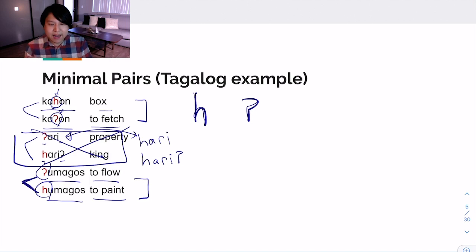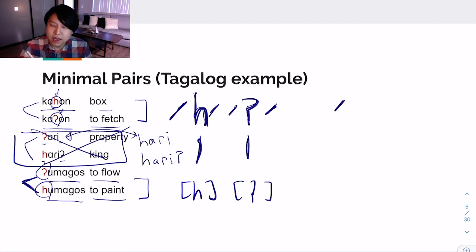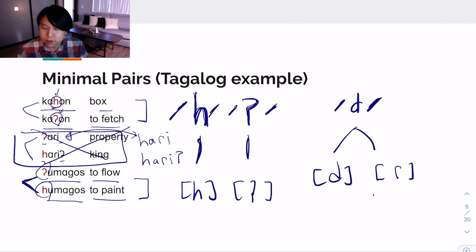So in Tagalog, ha and a are two different phonemes that correspond to a single allophone for each case, and da is a phoneme that has two allophones, da and flap r, where r occurs only in intervocalic position, while d occurs elsewhere.